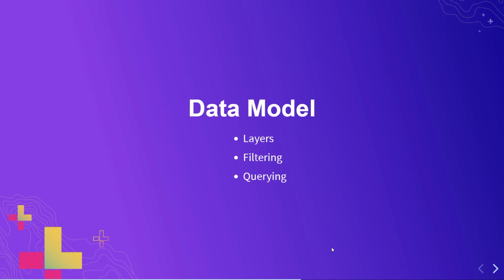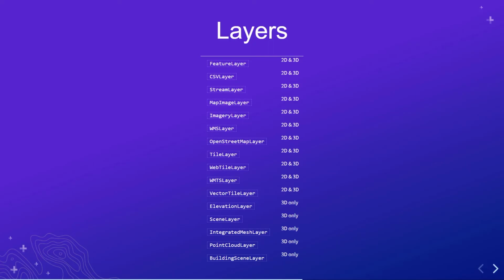All right, this brings us to the data model used in the API. Let's quickly take a look at the fundamental unit, the layer and its capabilities, amongst them filtering and querying. The list of supported layers is quite large, and one can easily get lost in the vast amount of capabilities that they provide. In this session, we'll reduce the number by focusing on those layers that are exclusive to 3D scene views and explore some of their properties. In particular, those are the elevation layer, the scene layer, integrated mesh layer, point cloud layer, and building scene layer.